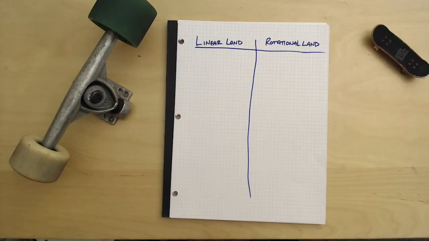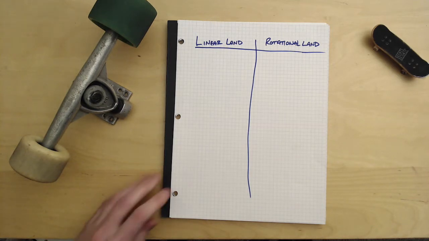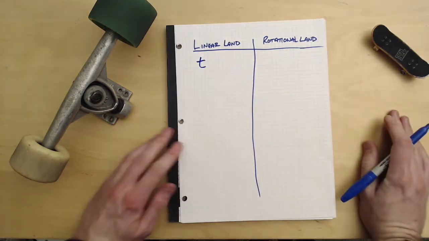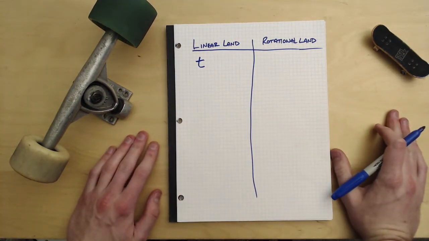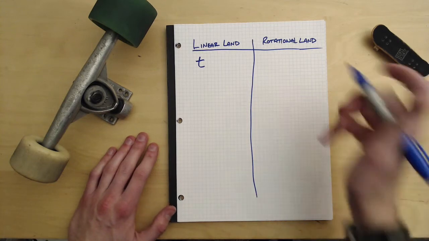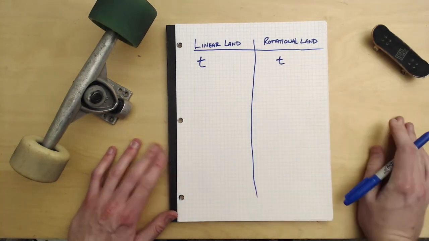So we have to start with the oldest variable that we have, and whenever we start these topics, it seems like we always start with our good friend time. Time is going to be the same in both linear land and rotational land. Time does not spin, it just ticks away. So time and time is going to be the same.